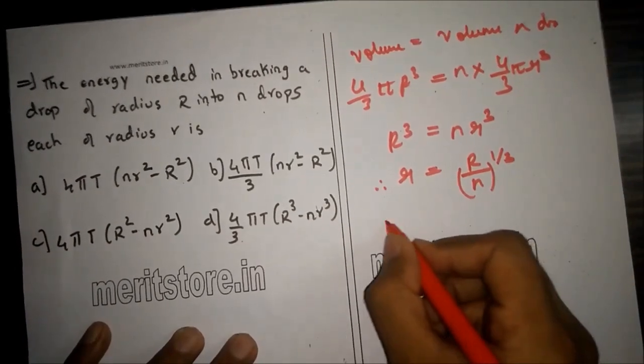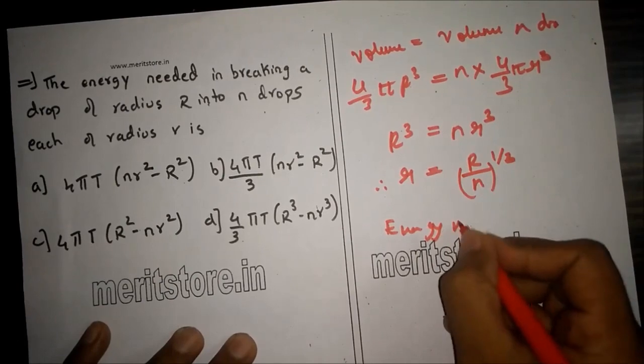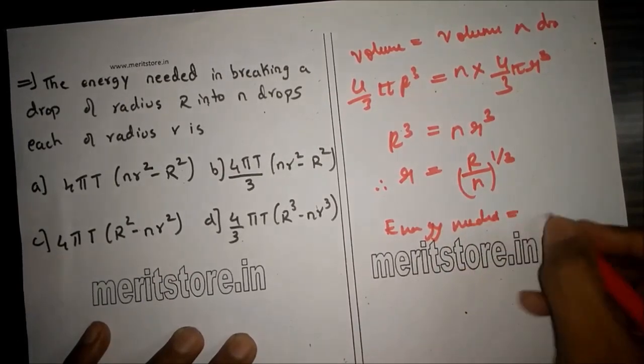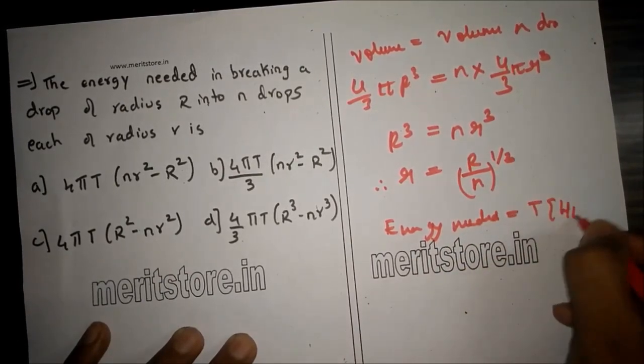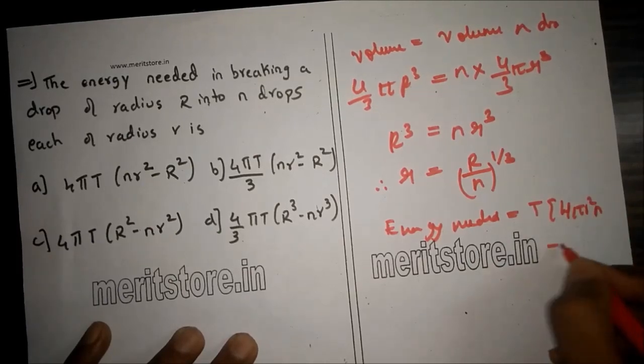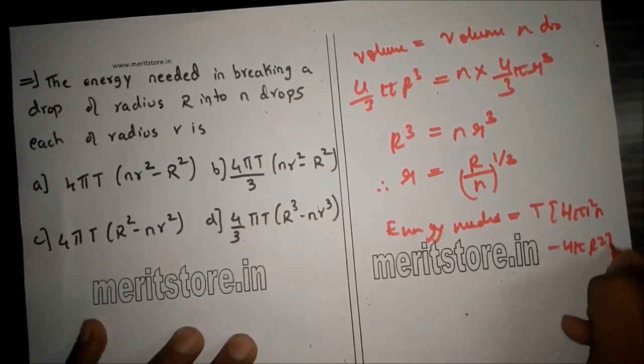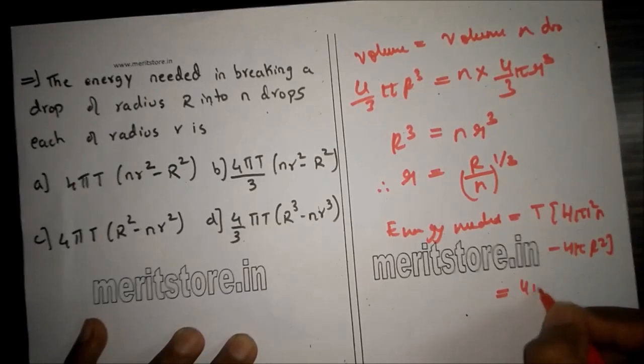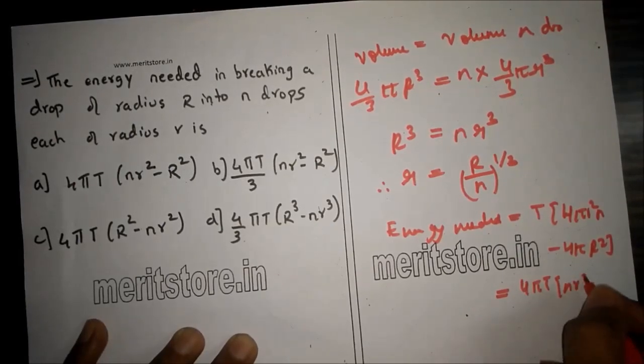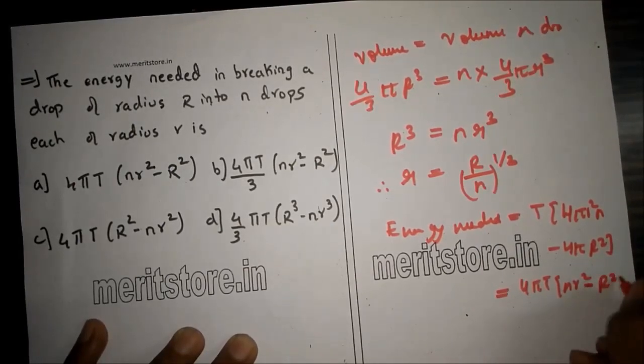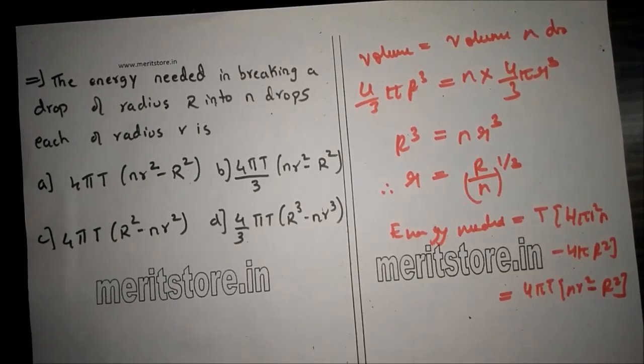Now, the energy needed will be equal to T into 4 pi r square n minus 4 pi capital R square, which is equal to 4 pi T into n r square minus capital R square. Therefore, here the correct answer will be option A.